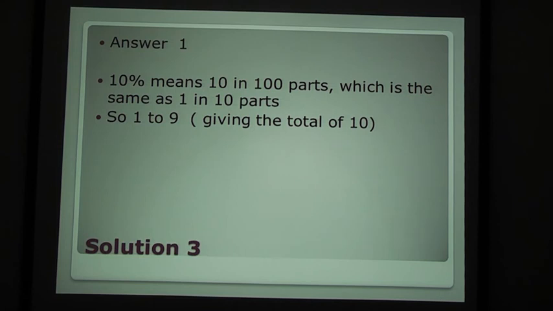So the answers were in 'to' and they were not in 'in'. So you needed to pay attention to what the answers were in so you didn't get caught out. They wanted the answers 1 to something. Was it 9, 10 or 11? You worked out that 10% means that there's 1 in 10, which means it's the same as 1 to 9.